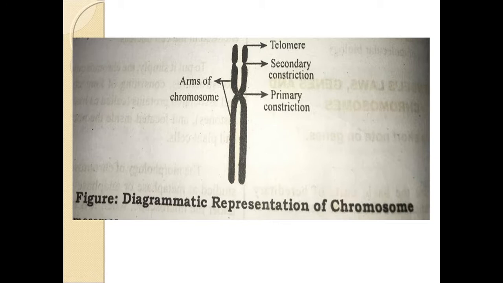Next we have secondary constrictions. This secondary constriction is the region found at any point of the chromosome other than the primary constriction. Other than the primary constriction, the region found on the chromosome, we call it as secondary constriction.